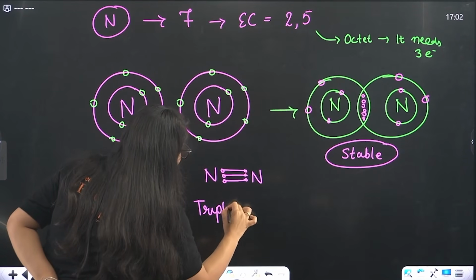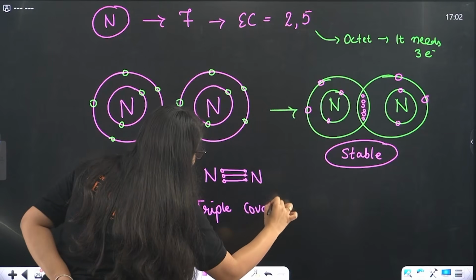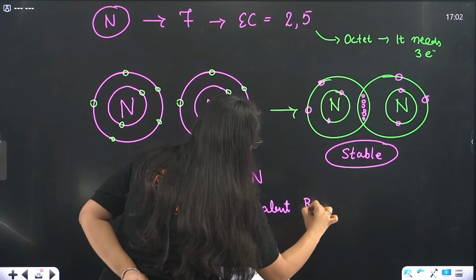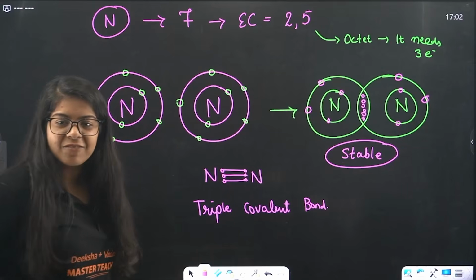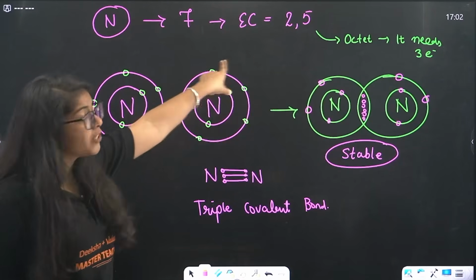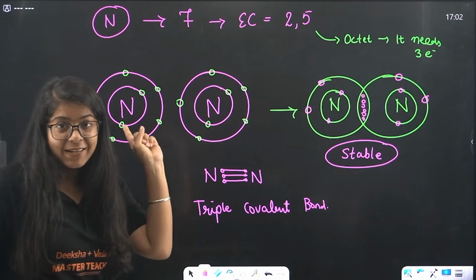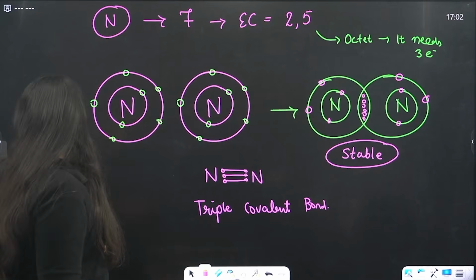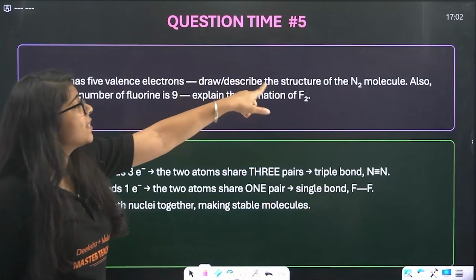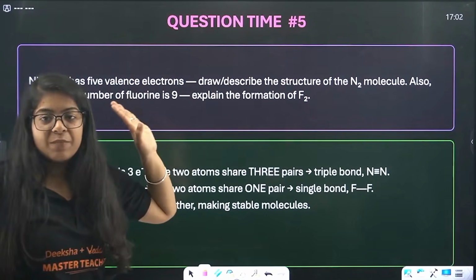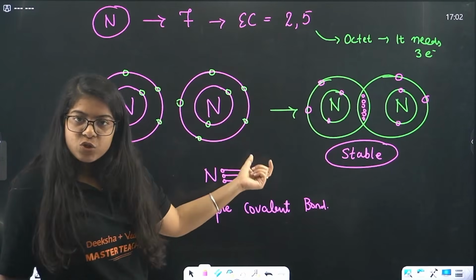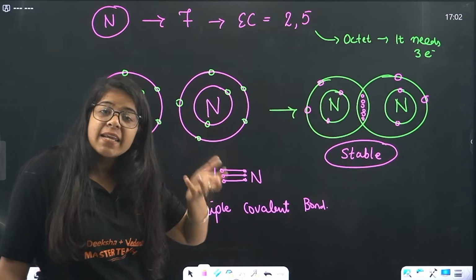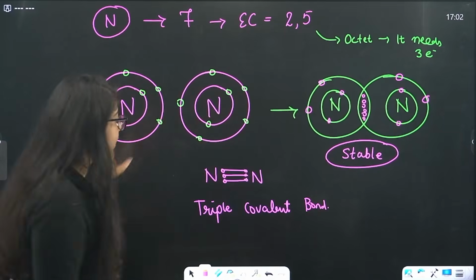However, this triple covalent bond is not in your syllabus. It is for the science enthusiasts, just extra knowledge. But this question is in your NCERT, so don't skip that. Draw and describe the structure of N2 molecule. We described it. What happens? It shares 3 electrons with another nitrogen atom. Sharing is caring, C for caring, covalent bond, triple covalent bond.